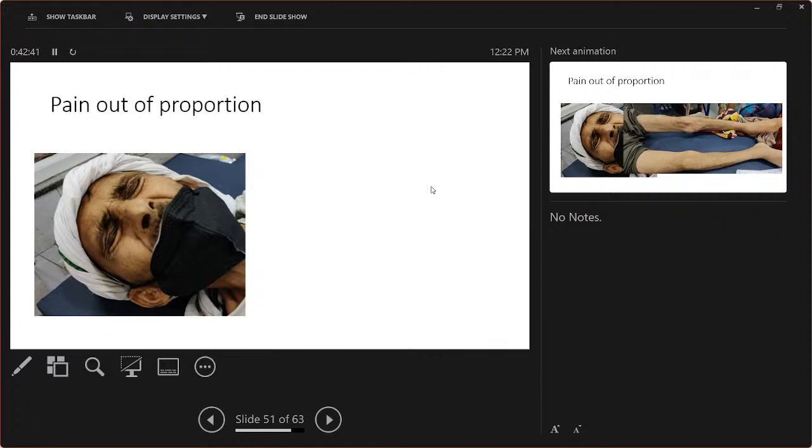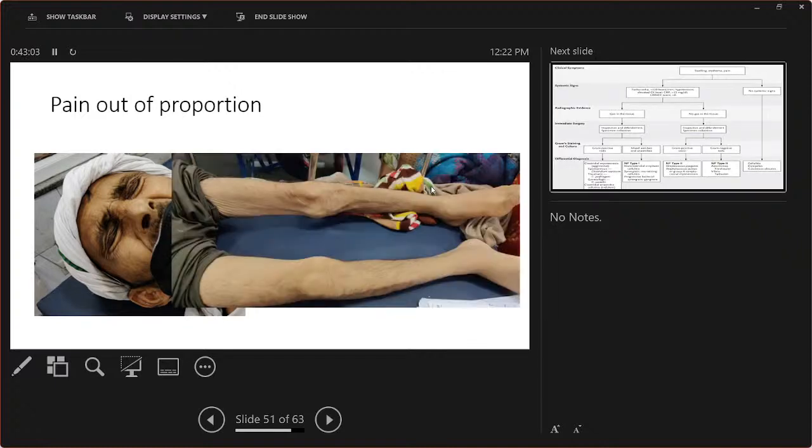This was an ALL patient who came with fever and pain in both lower limbs. I just wanted to show that the pain is out of proportion. Basically, he was having pain in both lower limbs.